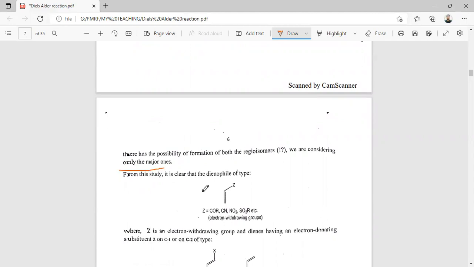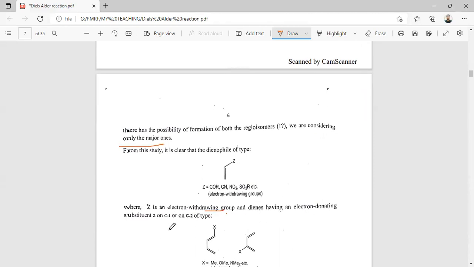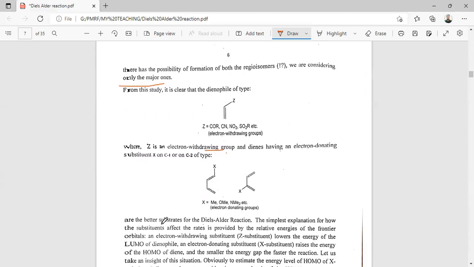So from this study, it is clear that dienophiles with an electron withdrawing group and dienes having electron donating substituents are the better substrates for the Diels-Alder reaction. That means an electron donating substituted diene and an electron withdrawing substituted dienophile will make this Diels-Alder reaction more facile, a better candidate for this reaction.